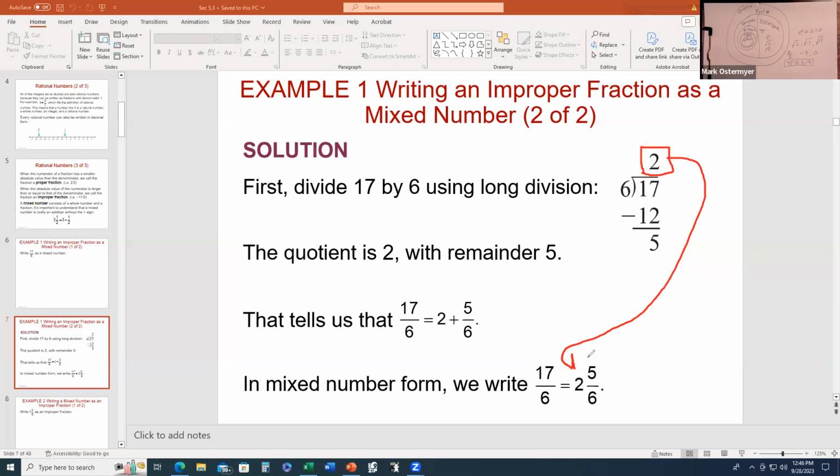2 and 5/6. Do you see it? So 17/6 is equal to 2 5/6.